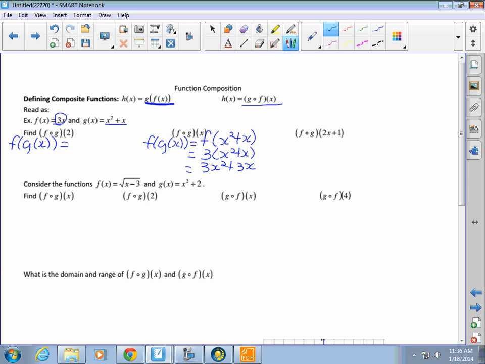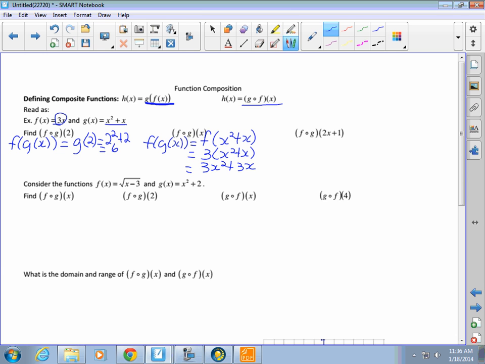So what I'm doing is I'm going to substitute in, and there's two ways of doing this. I'm going to do it this way first. My g of 2, because that's what I'm substituting in, is going to be substituting a 2 wherever there's an x squared in the g function. So this will become 2 squared plus 2. So that equals a 6.